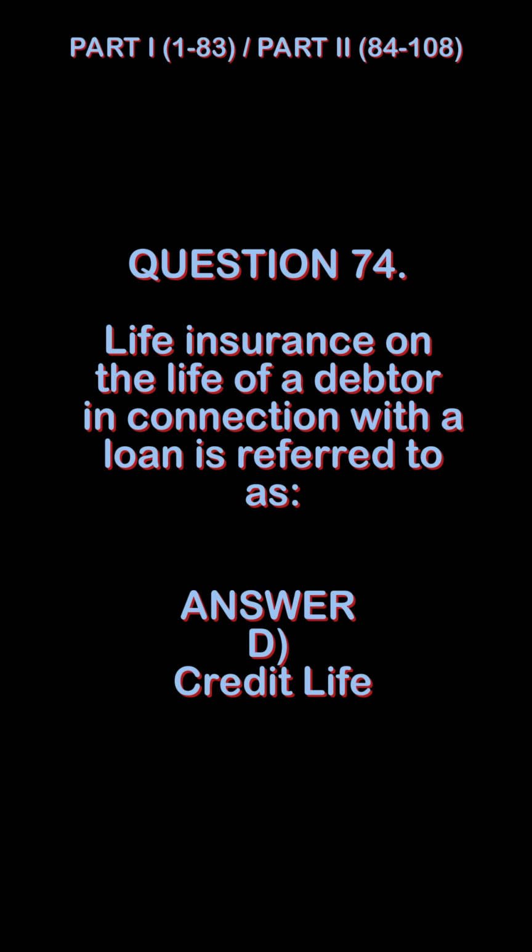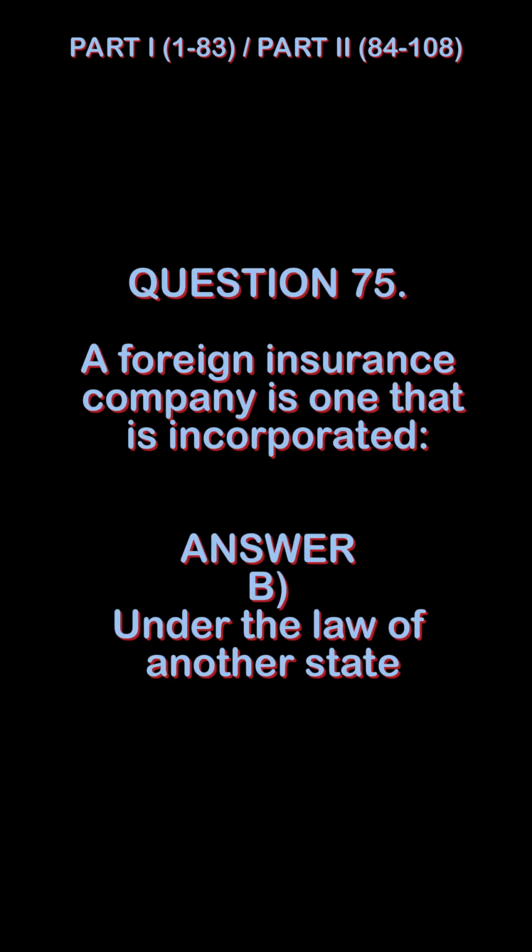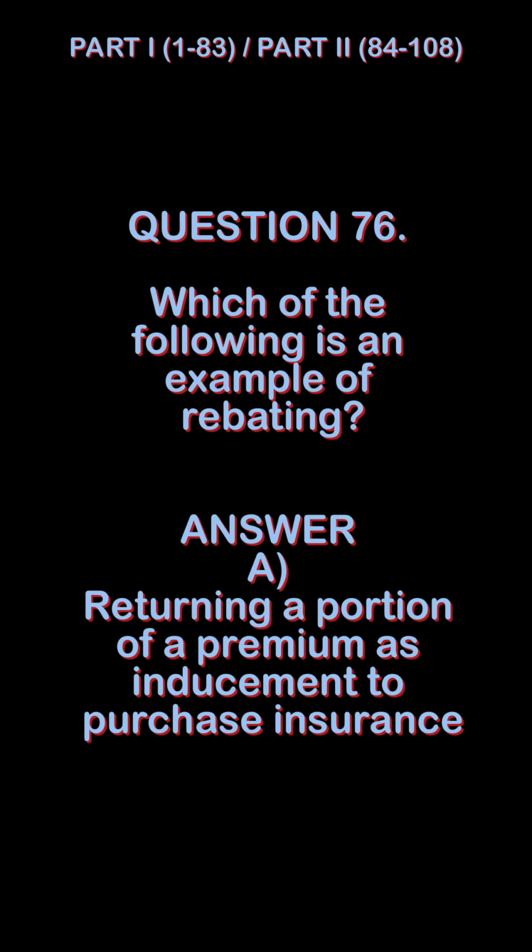Question 74. Life insurance on the life of a debtor in connection with a loan is referred to as. Answer: D. Credit life. Question 75. A foreign insurance company is one that is incorporated. Answer: B. Under the law of another state. Question 76. Which of the following is an example of rebating? Answer: A. Returning a portion of a premium as inducement to purchase insurance.